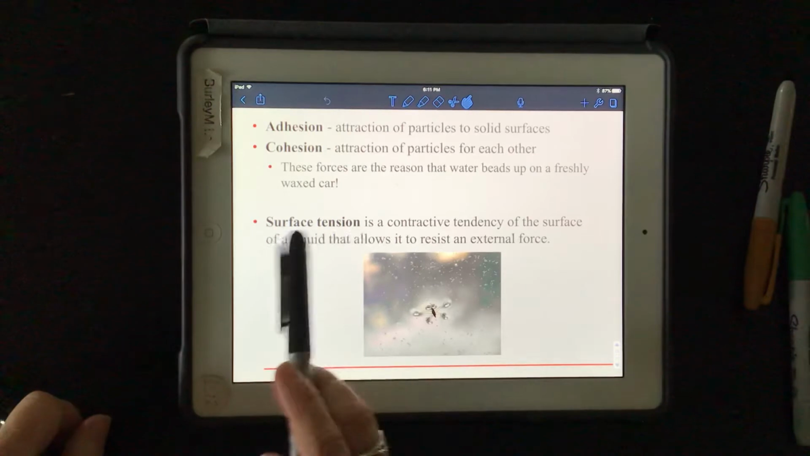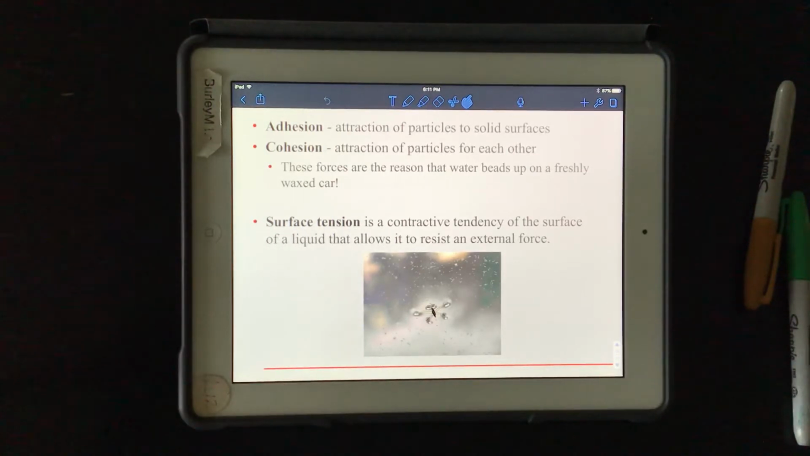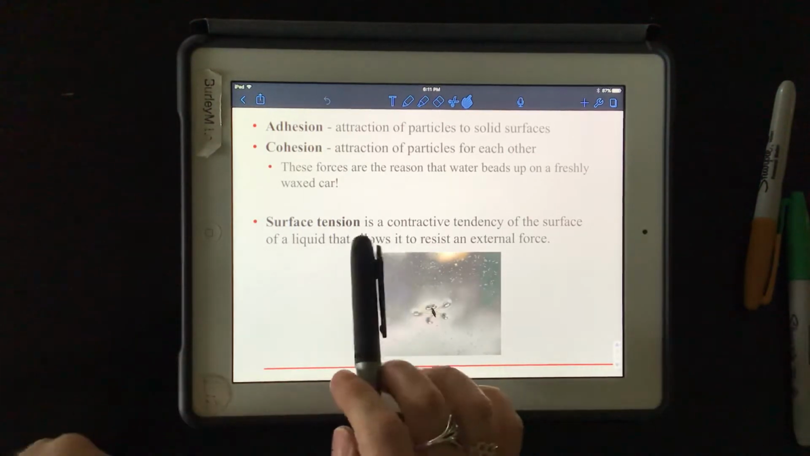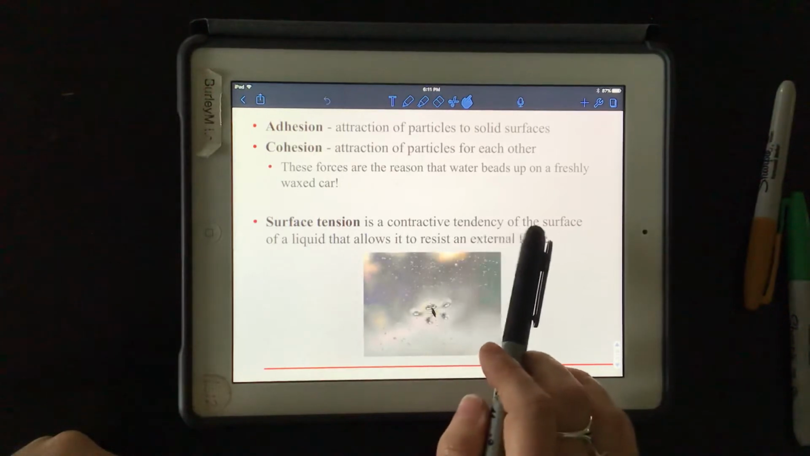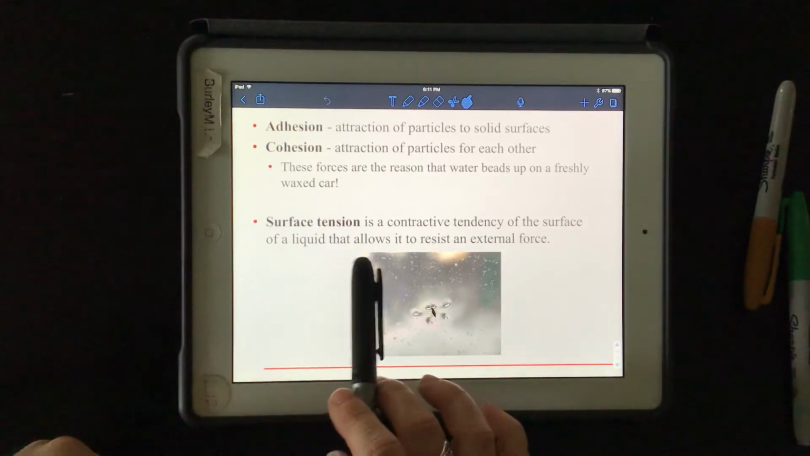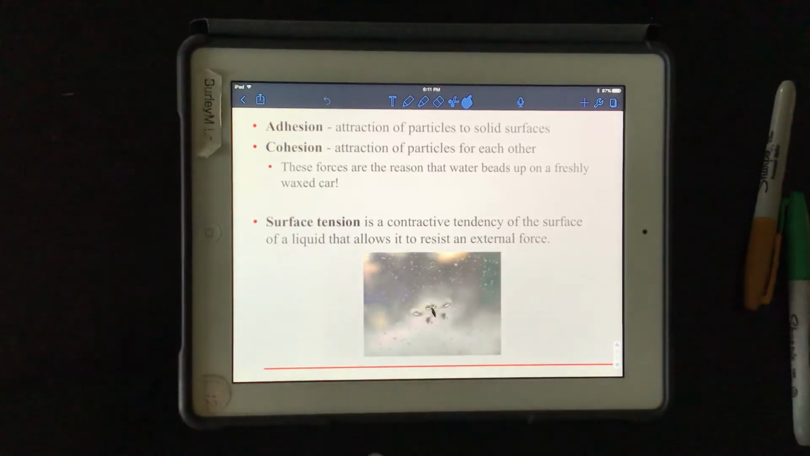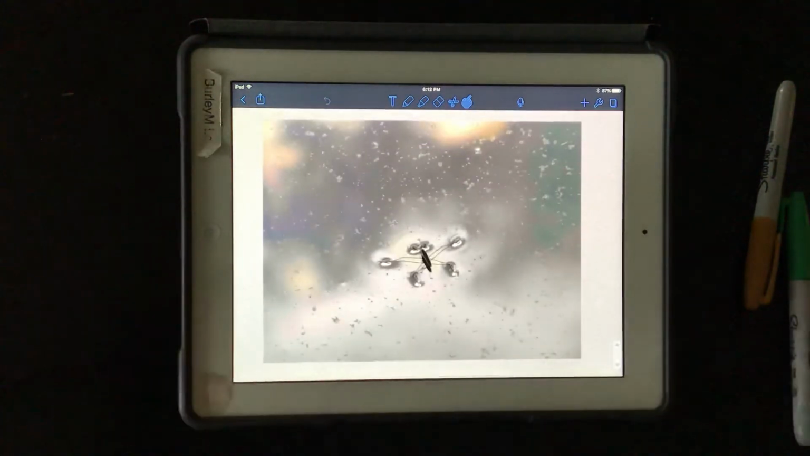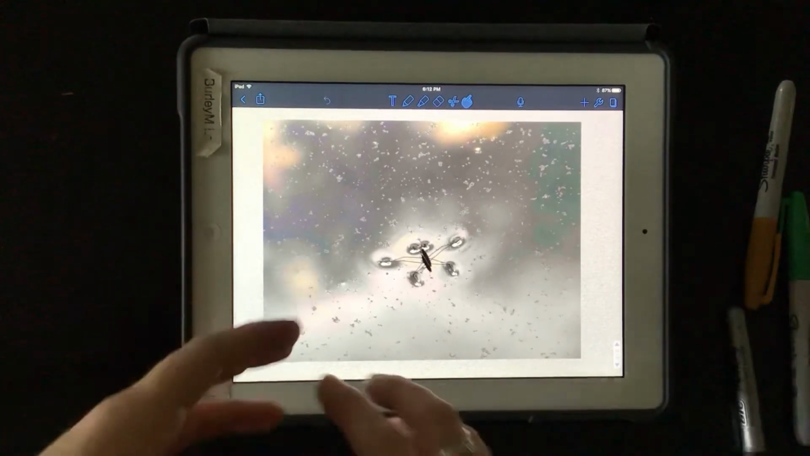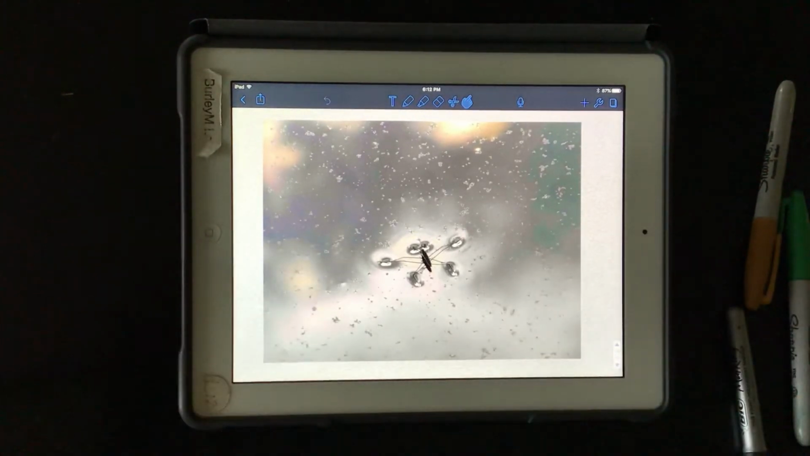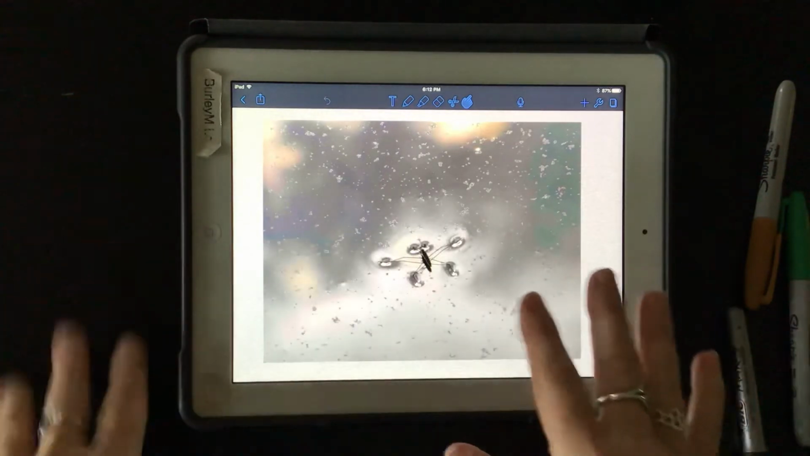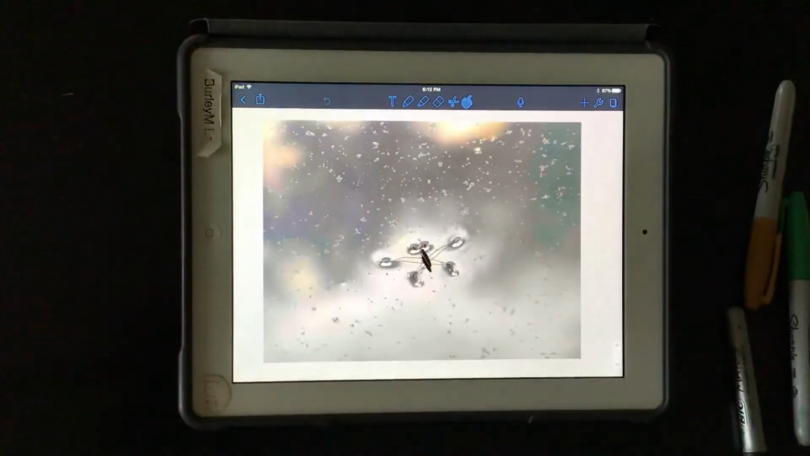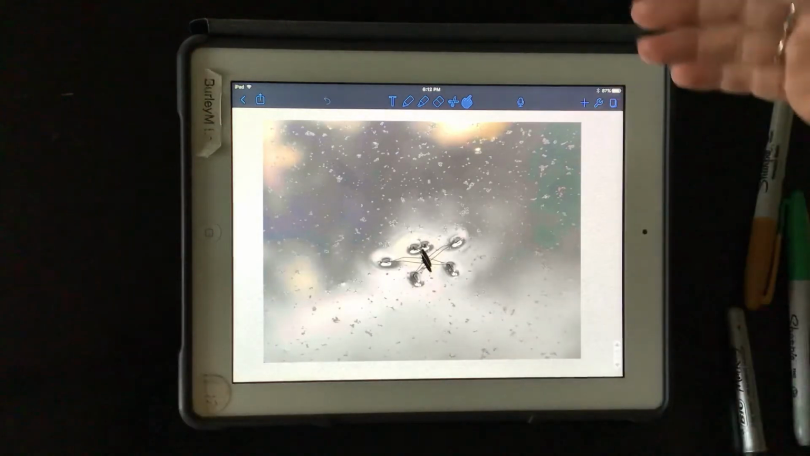This causes something called surface tension. By definition, surface tension is a contractive tendency of the surface of a liquid that allows it to resist an external force. You see this picture here, where we have a bug standing on the surface of water. When you have the surface of water, the layer above the water is a gas layer. There's no more water above it.